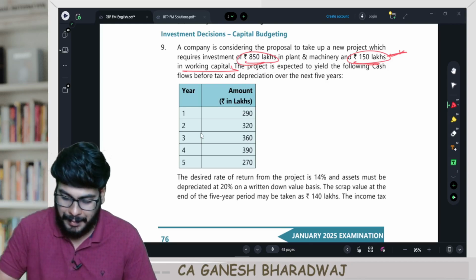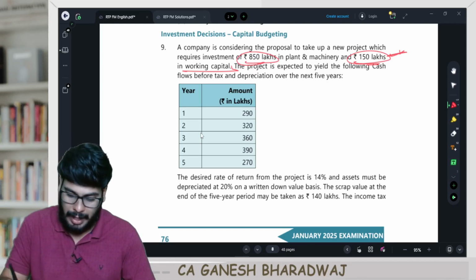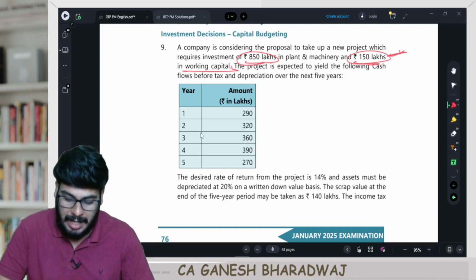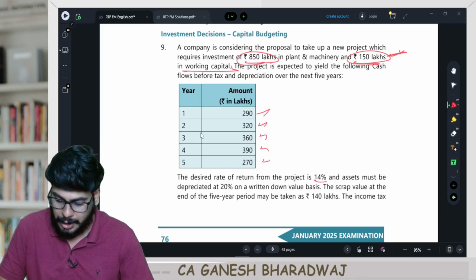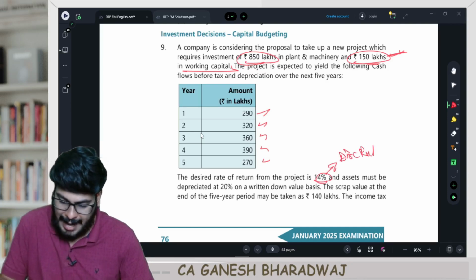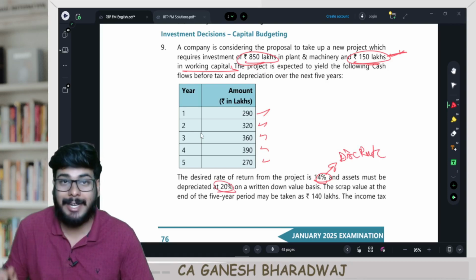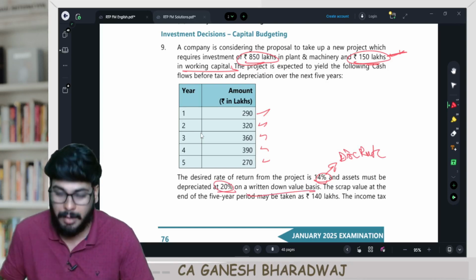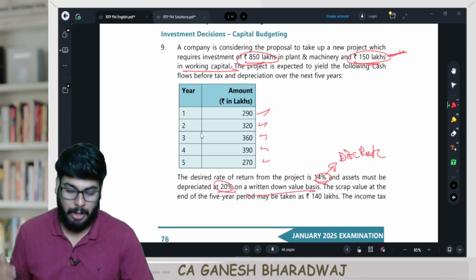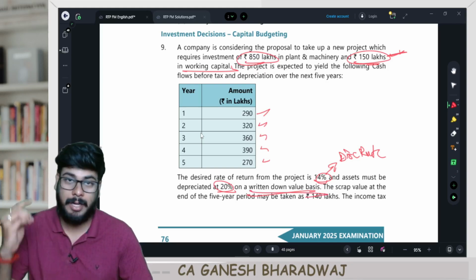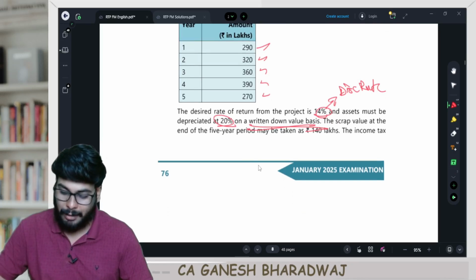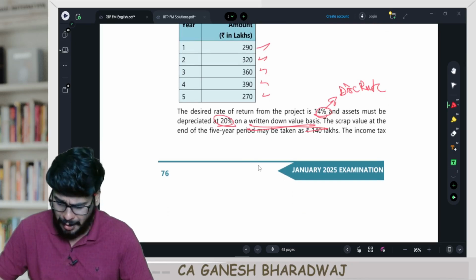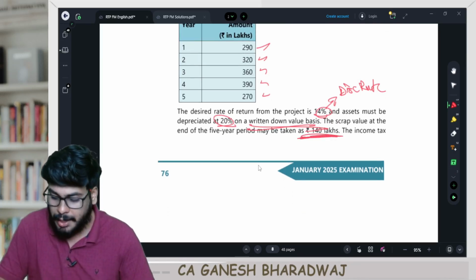Now, what have they given? The cash flows before interest and depreciation, they have given each of the years, the figures are given. The desired rate of return for the project is 14%. Basically, this is going to be your discount rate, right? And the assets must be depreciated at the rate of 20% on WDV basis. Asset should be depreciated on 20% WDV, right? So you need to do that also. The scrap value at the end of the fifth year, 5-year period, may be taken as 140 lakhs.